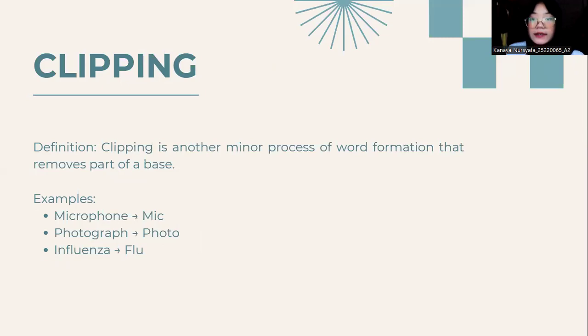The next process is clipping. Clipping is a process that shortens a word by removing part of it. The examples like microphone into mic, photograph into photo, influenza into flu. People usually use clipping in informal situations because it is faster and easier to say.